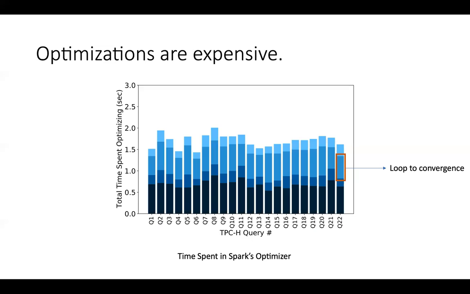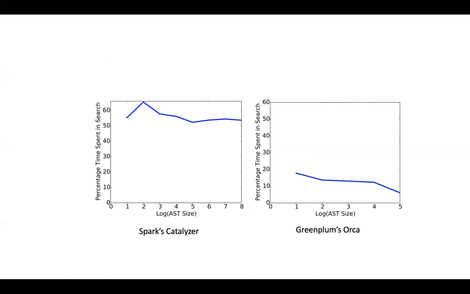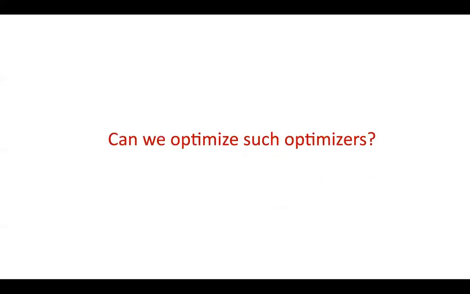Lastly, the optimizer spends a good fraction of its time repeatedly asking the question, are we done applying all the rules yet? Spark is an extreme case, but similar processing happens in other optimizers too, like Greenplum's Orca, that ends up spending 5 to 20% of its time in searching for patterns to rewrite. So the question is, can we optimize AST-based optimizers?